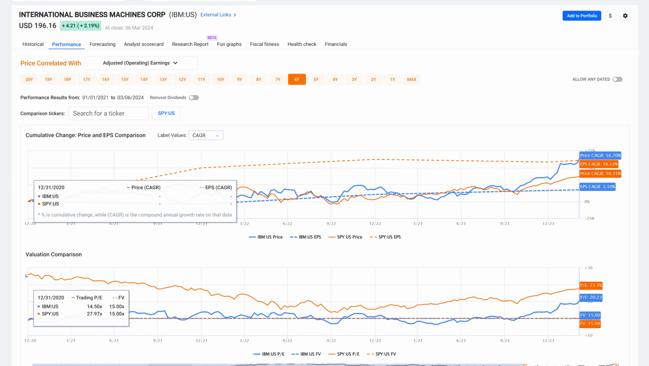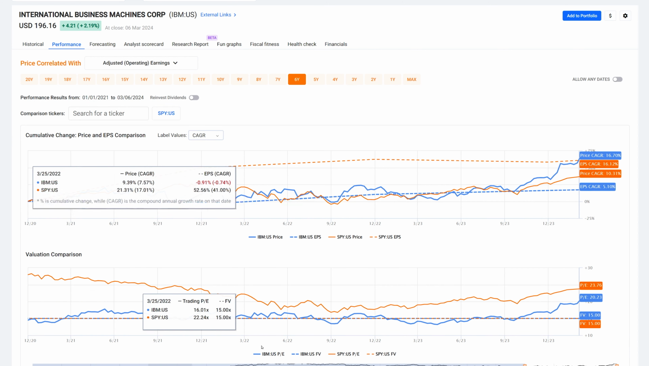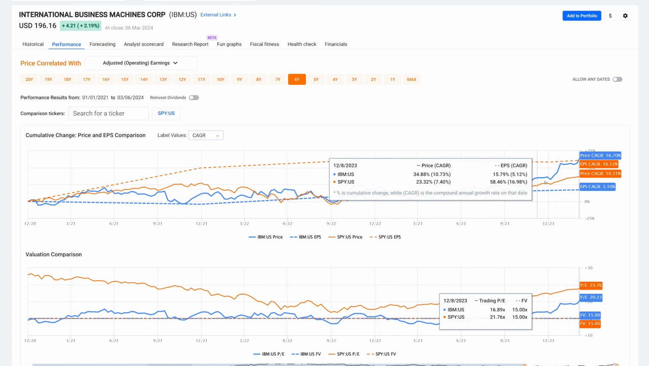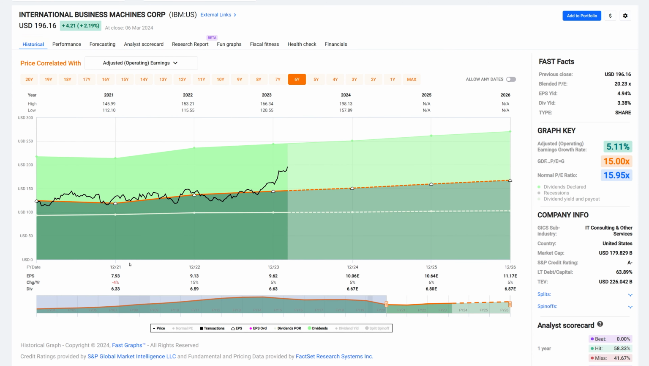And at the starting period of the 6 years here, the market was trading at a valuation of 27.97. IBM was trading at a PE of 15. So the real advantage here was that IBM stayed at a much lower valuation the whole time, but yet it outperformed the market. A quick look at the historical graph and you see why. We only had 5% earnings growth, but we had reasonable valuations.